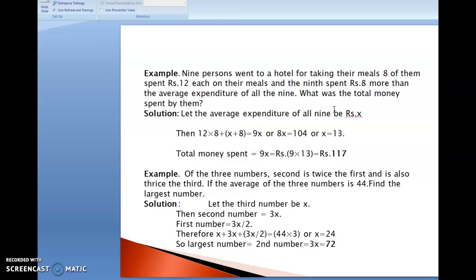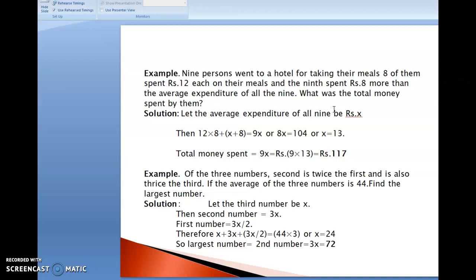And the 9th person's amount is not mentioned here, but it's mentioned that it is just 8 more than the average of all the 9. So all the 9 we have taken the average as X, therefore the money paid by the 9th person will be X plus 8. So overall total, if you consider, is the first 8 persons' amount, that is 12 into 8, plus the last person, X plus 8, and that is nothing but your average into the quantity.